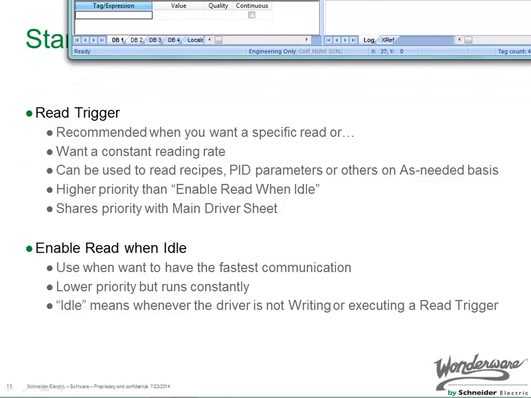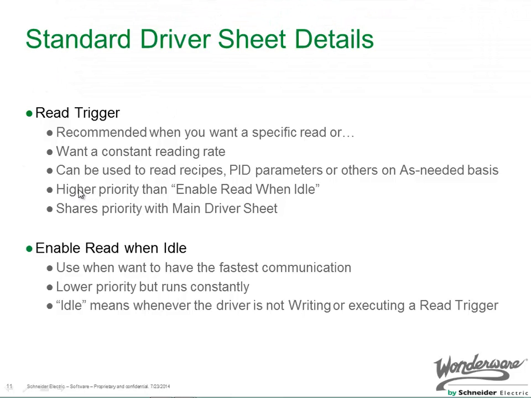And this is often used in reading recipes, PID parameters, or again, it's kind of an add as needed basis, so you get to tell it when to read. This has a higher priority than the enable read when idle, and I'll talk a bit about priorities in a slide a little bit later on. It shares the priority with the main driver sheet. And same thing here, as I'll show you priorities and how this all kind of gets together in a queue.